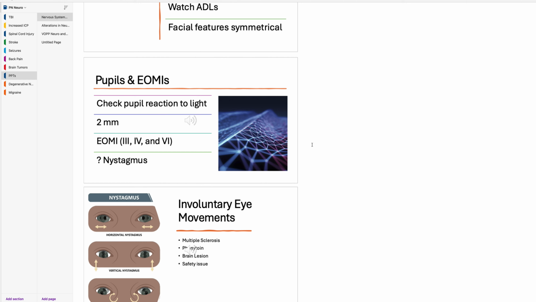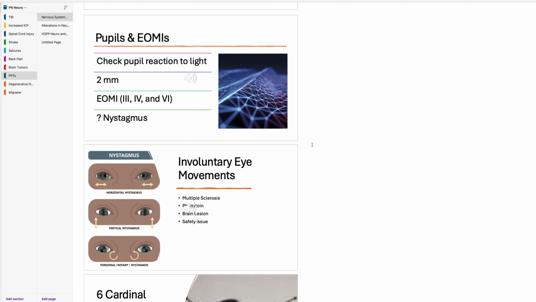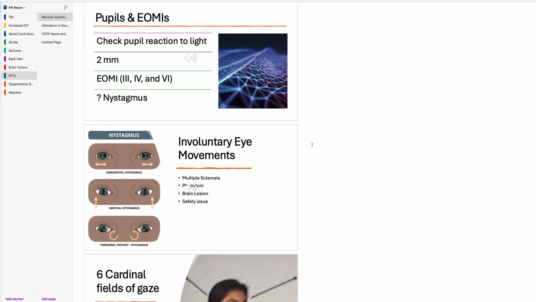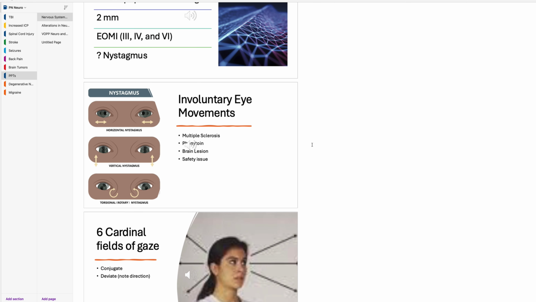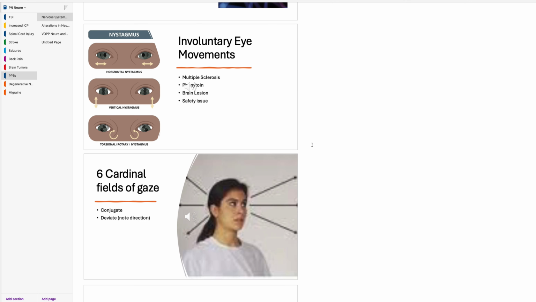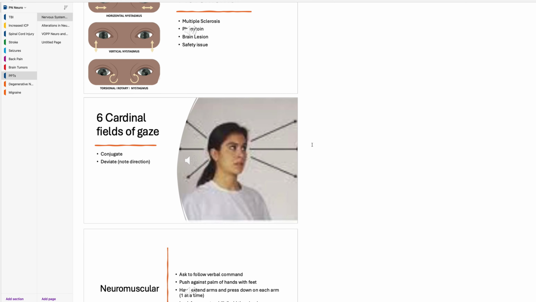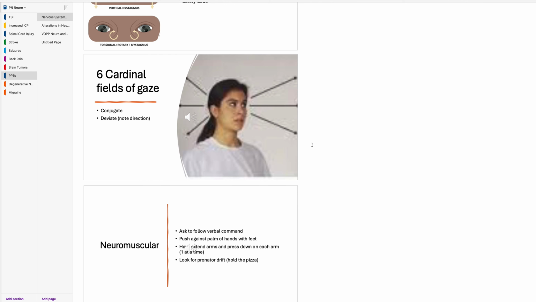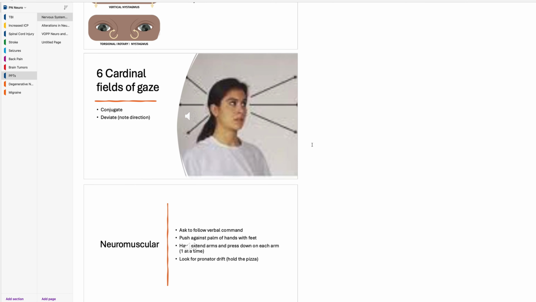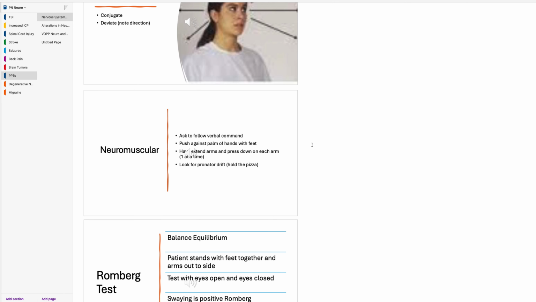So nystagmus means involuntary eye movements. It can occur in conditions such as multiple sclerosis, which we talk about in this unit, people on phenytoin, and it could mean they have a brain lesion. And it's a safety issue because look at how their eyes are moving, involuntary eye movements. Six cardinal fields of gaze. You can ask your clinical instructor to show you how to do that, but it's to check to make sure all the cranial nerves are moving the eyes, 3, 4, and 6. Okay.